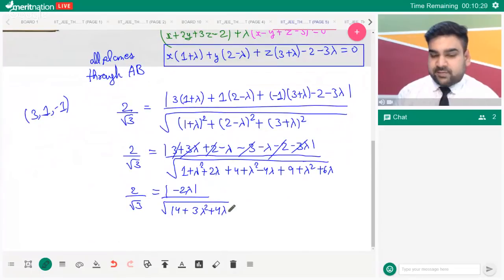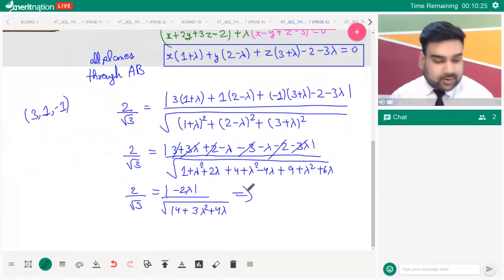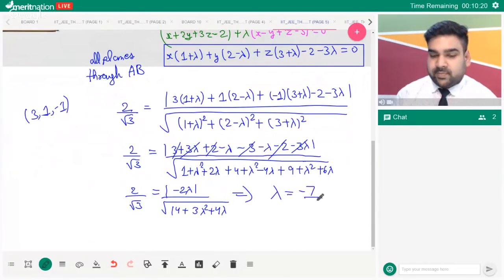This is your equation. If you square on both sides, you can easily find the value of lambda. I'm just skipping through this part. You can easily solve it. If you solve this one, you will see that the value of lambda will come out to be minus 7 by 2.